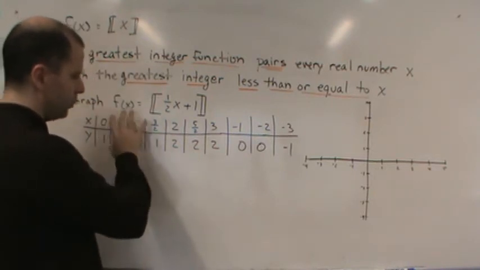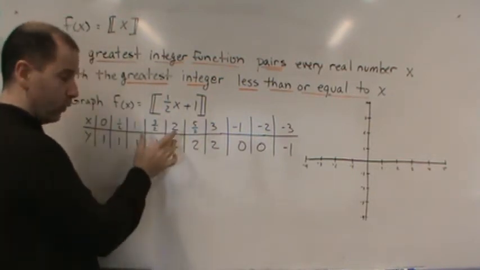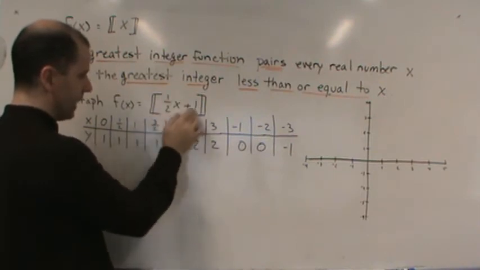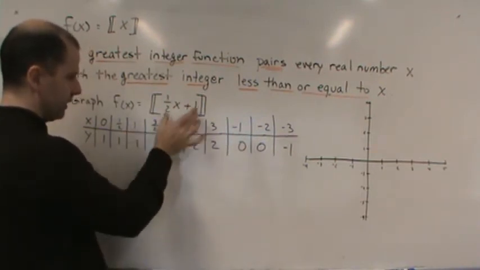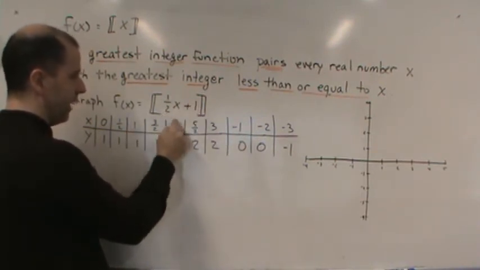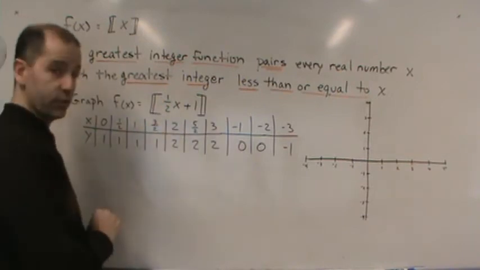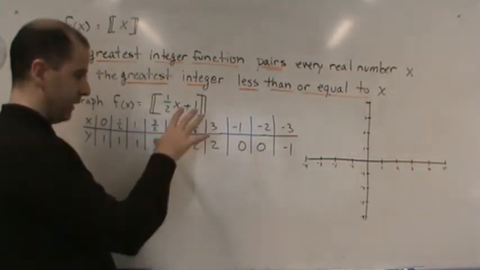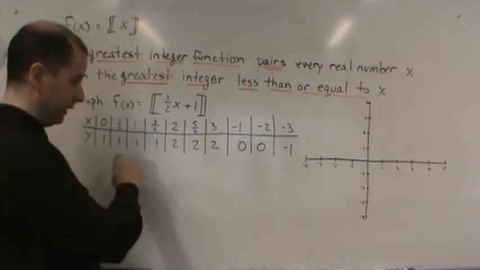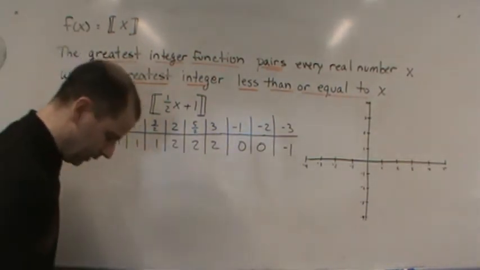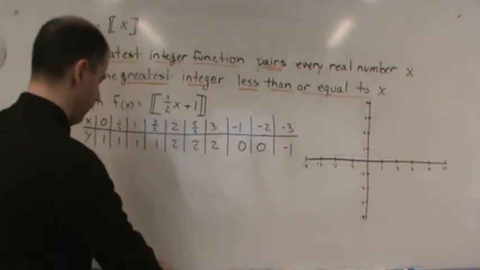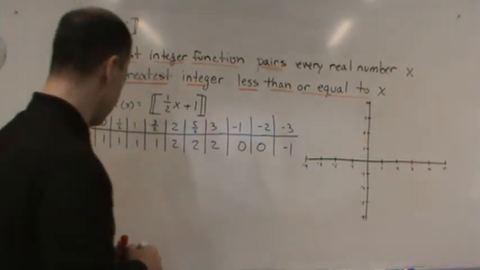And so if you keep doing this, over and over again, just evaluating the inside given the value of x, and then once you evaluate the inside, applying the greatest integer function to that number, and then whatever it maps to, putting it in here. And so when you do this, what do you get? Well, let's map it.